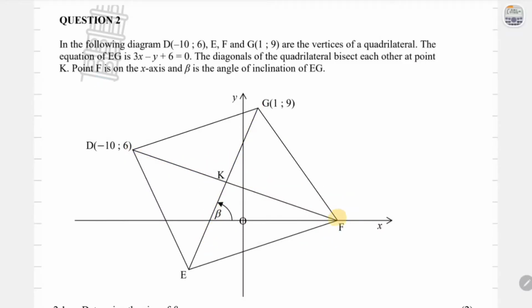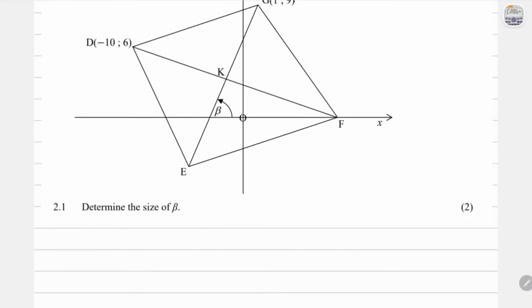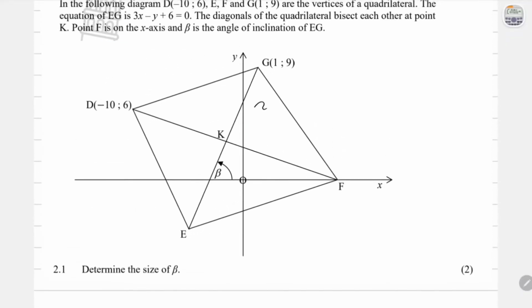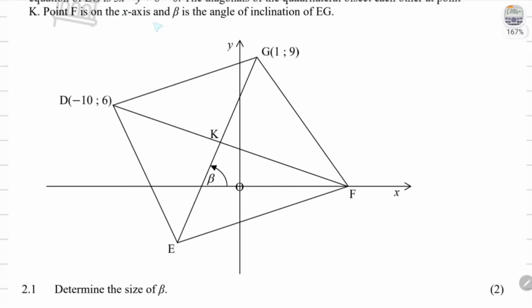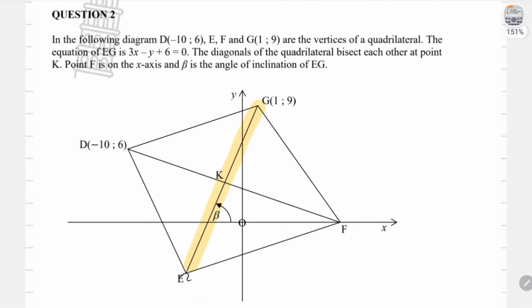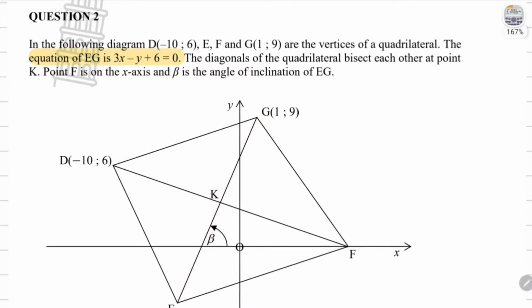And then point F is on the x-axis, and beta is the angle of inclination of EG. Okay, so the first question is, determine the size of beta. Okay, for you to determine the angle of inclination of a line, you need the gradient of that line. So the gradient of EG, as you can see, you don't have E, and that is because they told us the equation of EG. Okay, they just didn't put it in standard form. So for you to get the gradient of a line, remember that the standard equation of a line is y is equal to mx plus c. You need to get this equation to look like that.